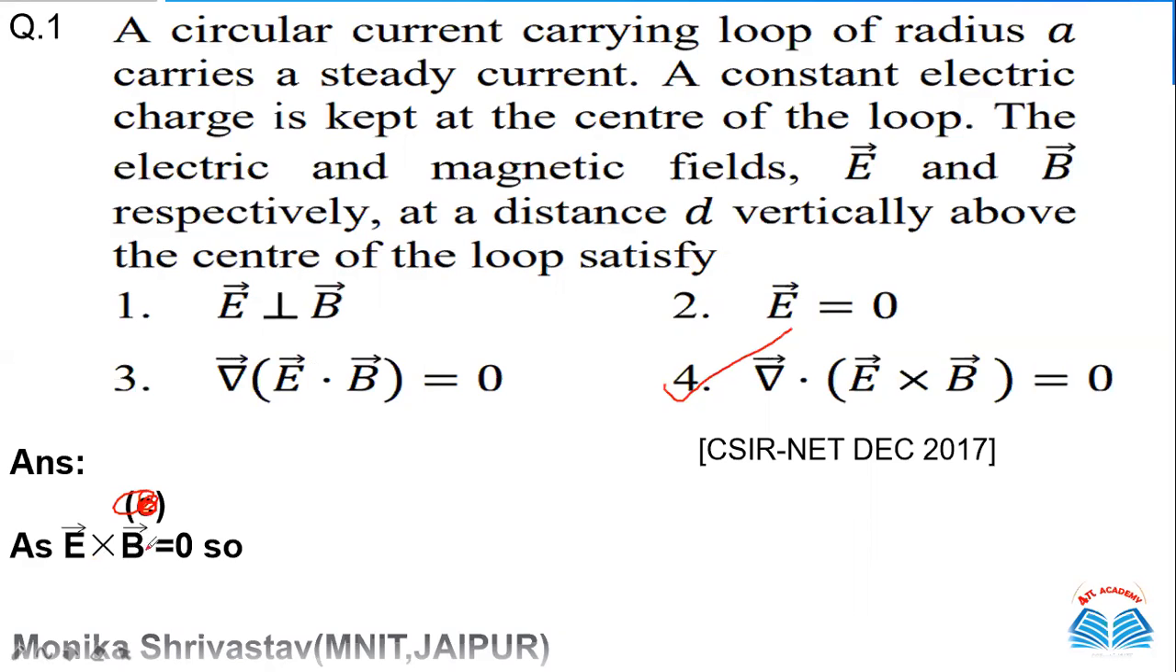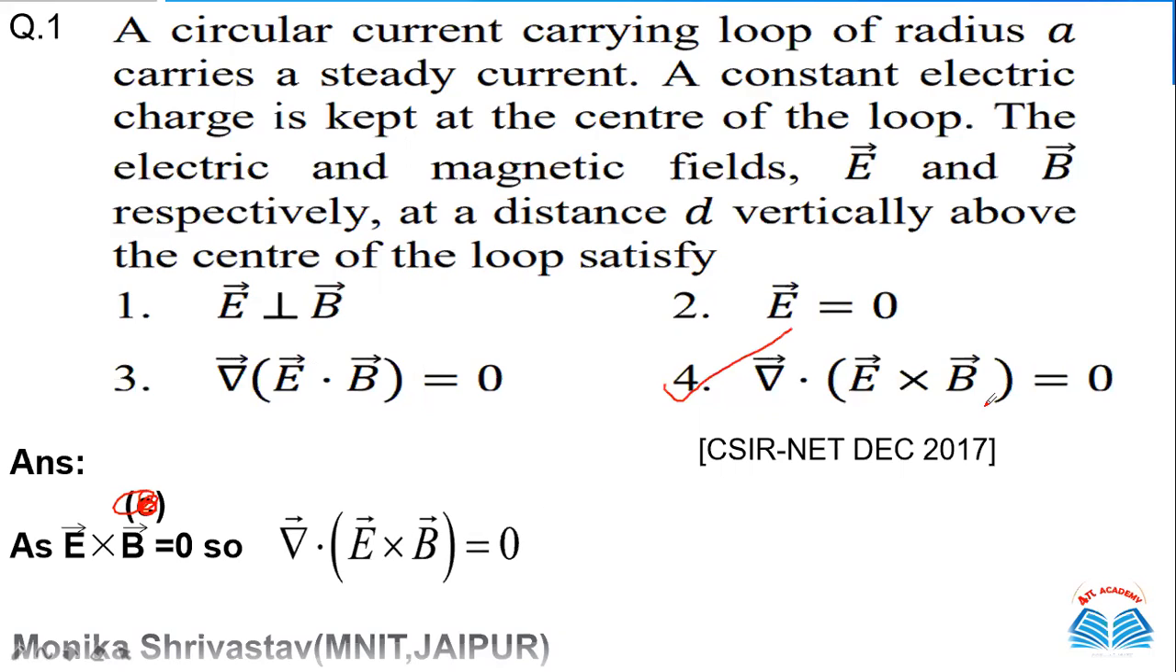Why is this E cross B 0 here? Because we know when electric and magnetic fields are at the same place, on the same charge or on the same loop, then they carry perpendicular directions only. Electric and magnetic fields can never be in the same direction. So E cross B will always be 0. So the correct answer will be this one, D: del dot E cross B equals 0.